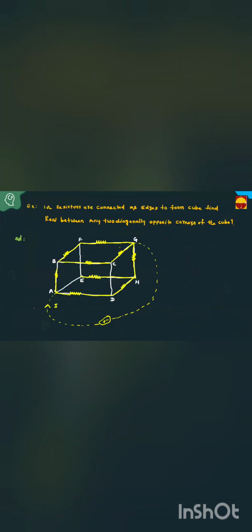That is why I'm connecting the source between these two terminals only. The question is asking about any two diagonally opposite corners of the cube. Opposite corners. Opposite side corners. This is one side, this is another side. This is the diagonal. Now you check it.